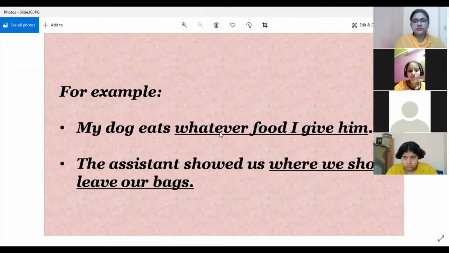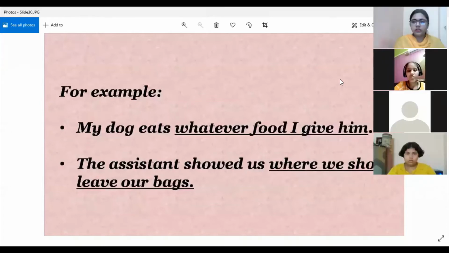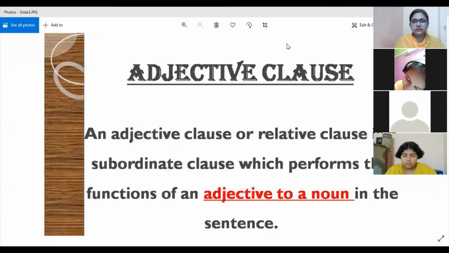Understood, Divyanshi? Any other confusion in noun clause? Have all of you understood? So we will move ahead to the other types of clauses. So now we come to adjective clause.